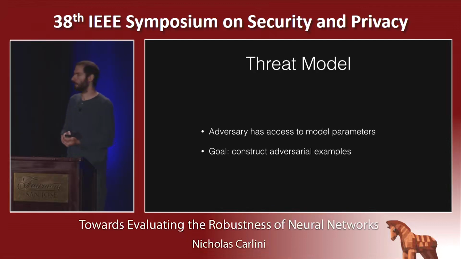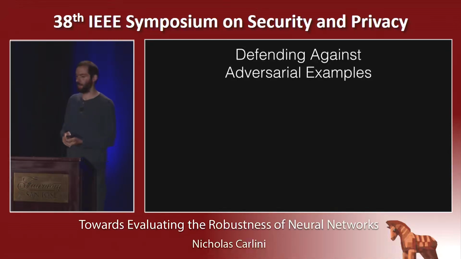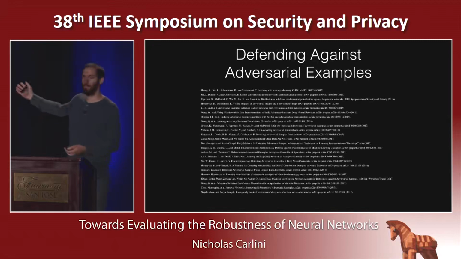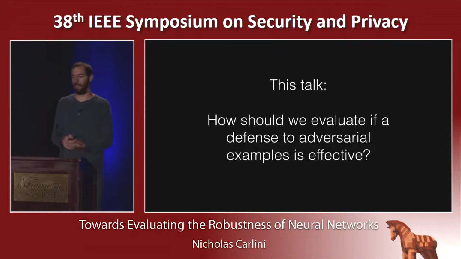The other thing to know about adversarial examples is there's been a huge amount of work attempting to prevent adversarial examples from networks. This is just the papers I'm aware of from the last year and a half that try and remove adversarial examples from neural networks. And there's a lot of it. And so the question is, which of these are good approaches and which of these aren't good approaches that can be broken? And so for this talk, what I'm going to be focusing on is asking the question, how should we evaluate if a defense is actually effective? How do we know which of these defenses work and which of them don't?